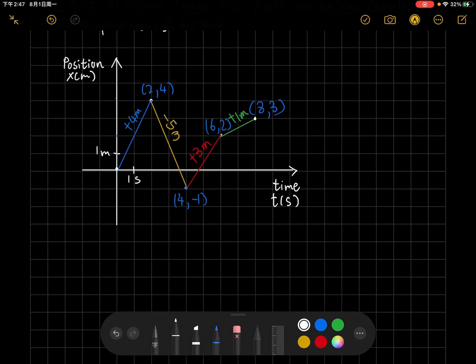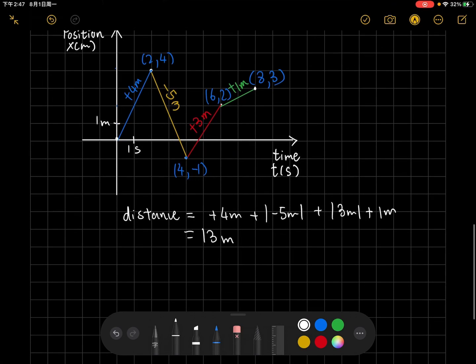And now we can clearly find the distance, which is equal to 4 meters plus 5 meters plus 3 meters plus 1 meter, which is going to be 13 meters. And now let's look at delta x, which is the final position minus the initial position. So the final position is here and the initial is here. So it's going to be 3 minus 0, which is 3 meters.